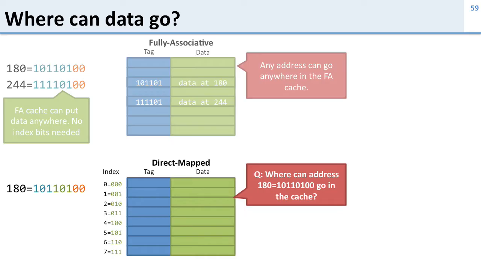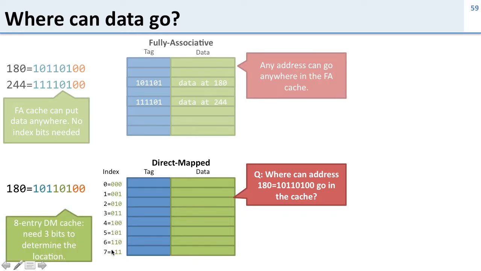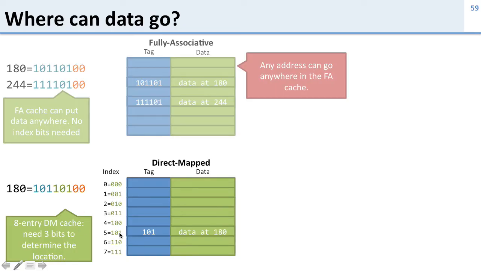Where is this going to map into the cache? Well, address 180 can only map into one place in the cache. So we use these 3 bits here to determine what the index is, and if you look at these 3 bits, that's going to map down here to the 5th entry. It's an 8-entry direct map cache, so we need 3 bits to index into it. We're not going to use the first 2 bits because they're the byte offset, so the next 3 bits we're going to use to determine the location. So in this case, this one has to go into the 5th entry here, because the index from the address says it has to go there.